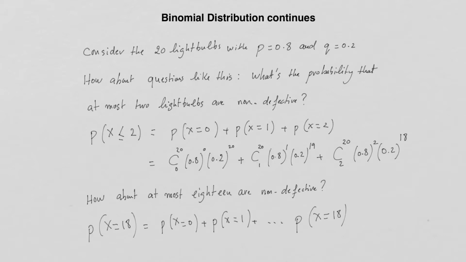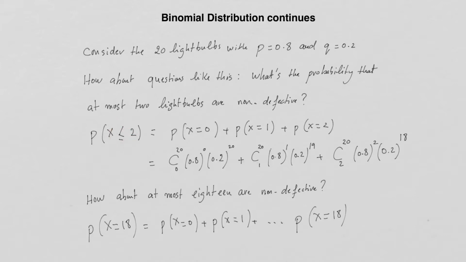So the question now is, so here is one. What is the probability that at most 2 light bulbs are good? At most 2 are non-defective means find the probability that x is less than or equal to 2. At most 2 are good. It means either 0 are good, or 1 light bulb is good, or 2 light bulbs are good. Does that make sense? At most 2.